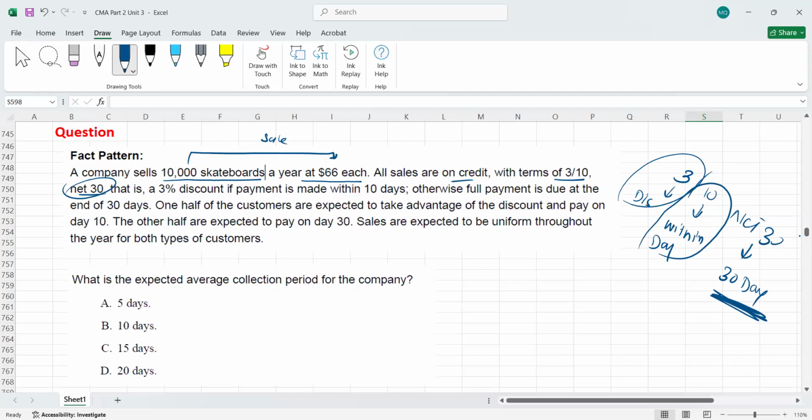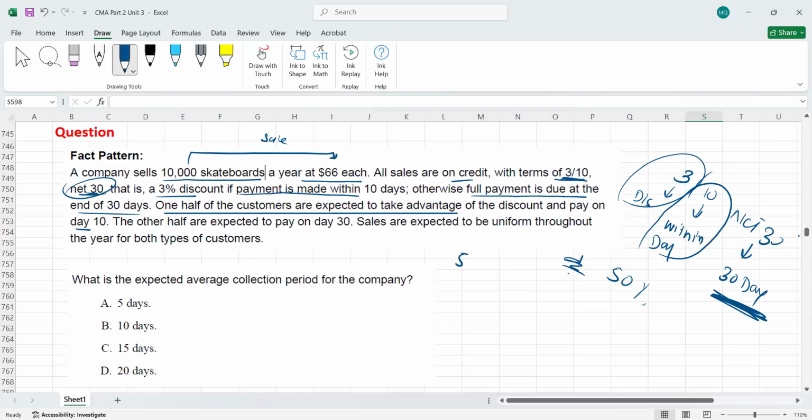And here in the question itself, they explained what 3/10 net 30 means: there is a 3% discount if payment is made within 10 days. Otherwise, full payment is due at the end of 30 days. This is the interpretation they have already provided in the question. One half of the customers are expected to take advantage of the discount and pay on day 10. One half means almost 50%.